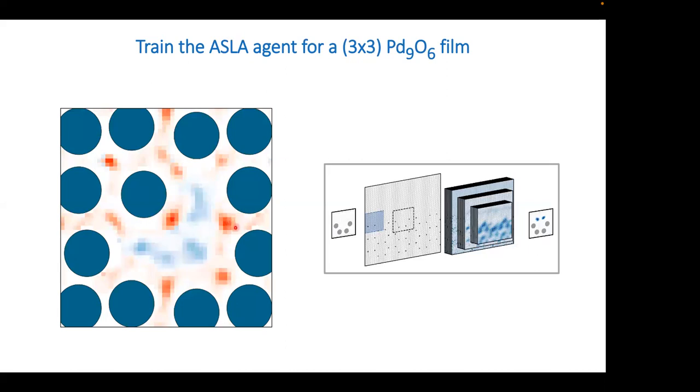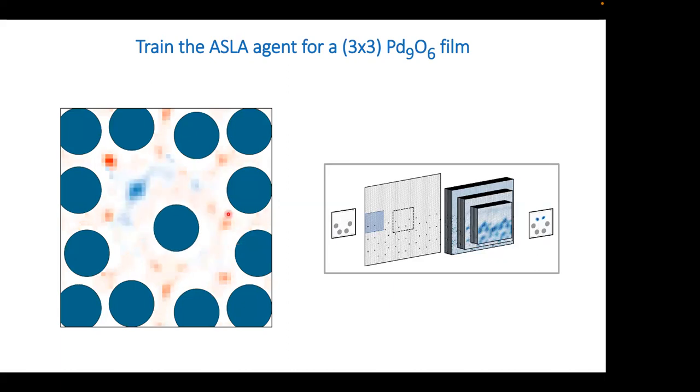And also it becomes less confident that the best structure can be built by placing, this used to be a dark raster color. It becomes less confident that it makes sense to put an oxygen here, because now it probably makes more sense to put a palladium somewhere in between or whatever. That's what it has taught itself on this smaller system.